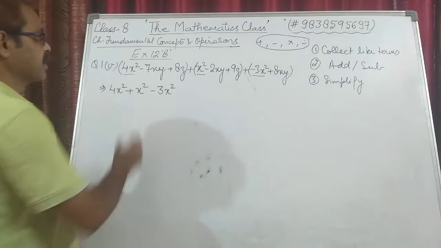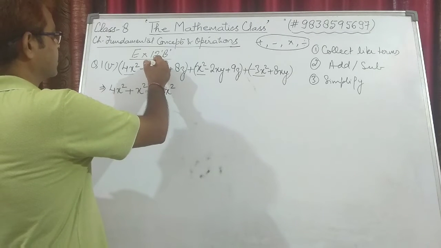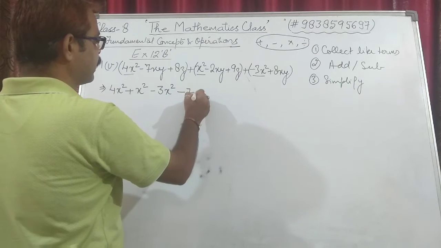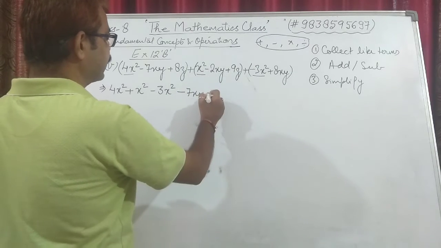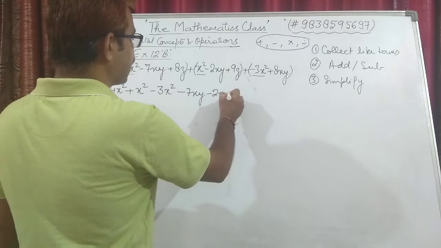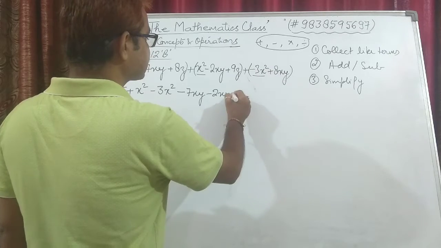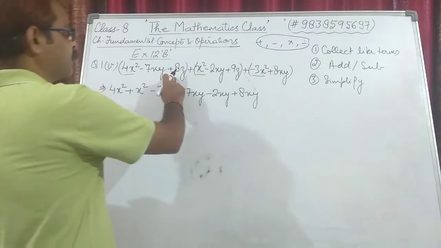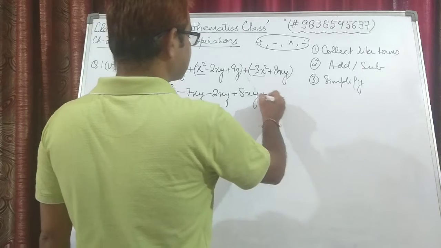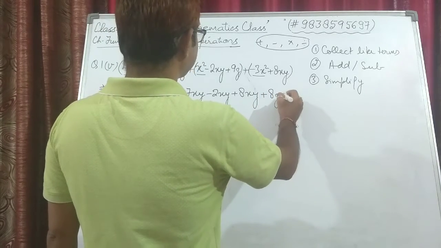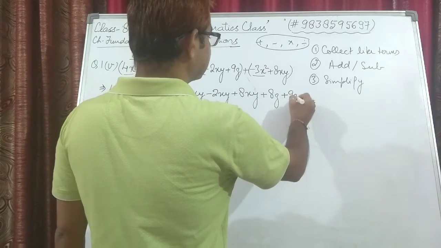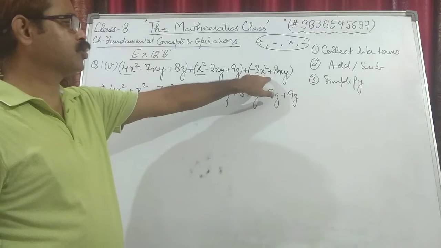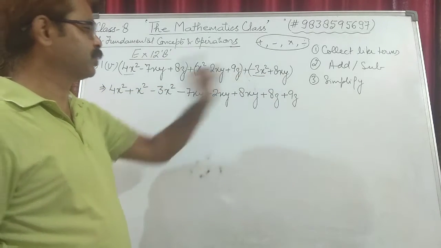This is the x square term. Now let's talk about minus 7xy. The second term is minus 7xy and its like term is again minus 2xy, and the other term is plus 8xy. Then about z, it is plus 8z and plus 9z. In the third term, the z variable is not there, so there is nothing to write.